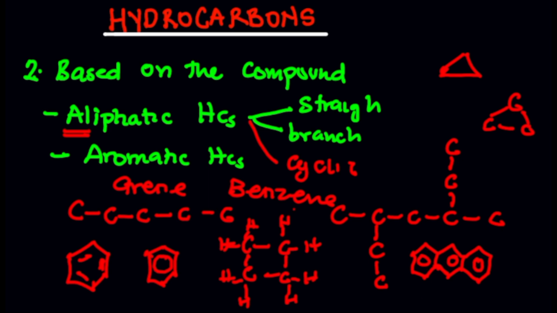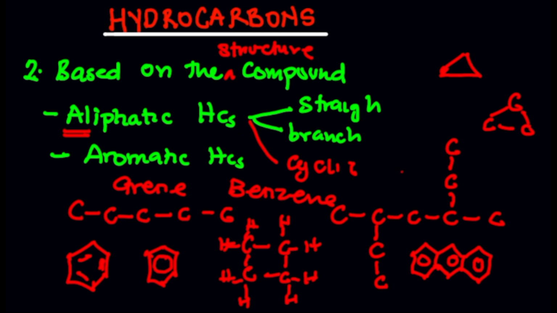And then based on the structure of the compound. Let me basically put it like this: here I'm going to have the structure of the compound. You understand? So we have those that belong to aliphatic hydrocarbon and those that belong to aromatic hydrocarbon. We have three types here: the straight chain hydrocarbon, branch chain hydrocarbon, and cyclic hydrocarbon.